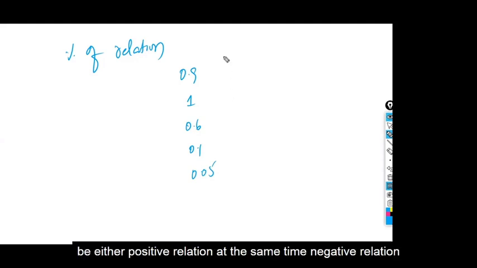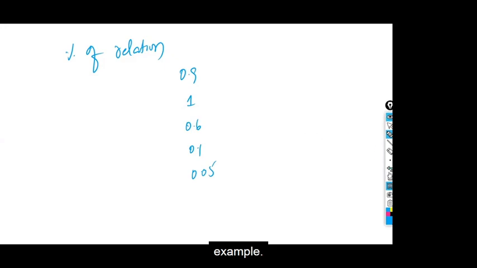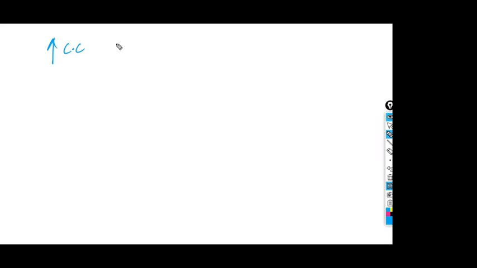The relation can be either a positive relation or a negative relation. For example, let us take this: as the cc of the bike increases, what happens to the speed?